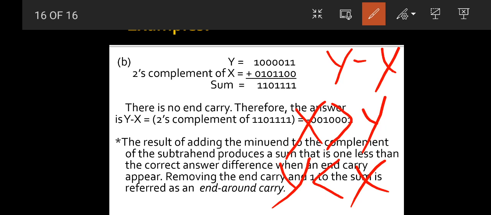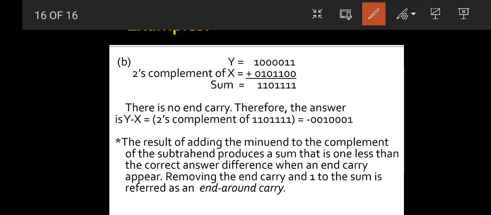Instead, you have to get the r's complement of your sum and put a negative sign. That's all there is to it. For this one, the first step is you have to add your m and the r's complement of your n. Here, since y and x are used, you have to add your y and the 2's complement of your x. This one is your 2's complement of x.